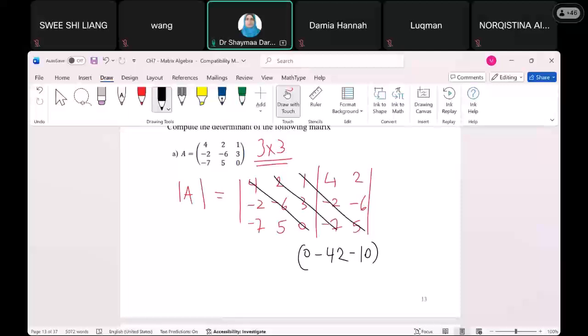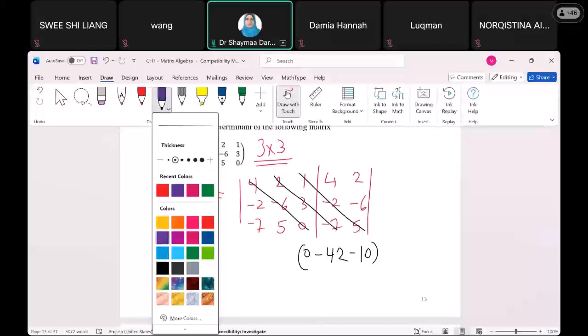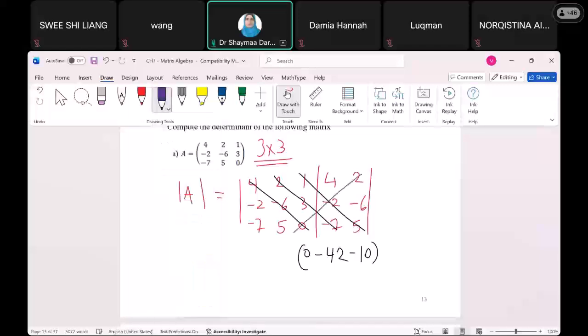Then you multiply by another 3 diagonals in the opposite direction: this one, this one, this one. So minus, okay, 2 times 2 is 4, times 0 is 0. 4 times 3 is 12, 12 times 5 is 60. 1 times minus 6 is minus 6, times minus 7 is plus 42.